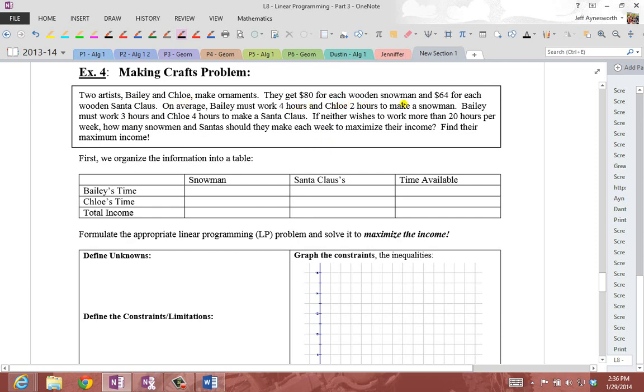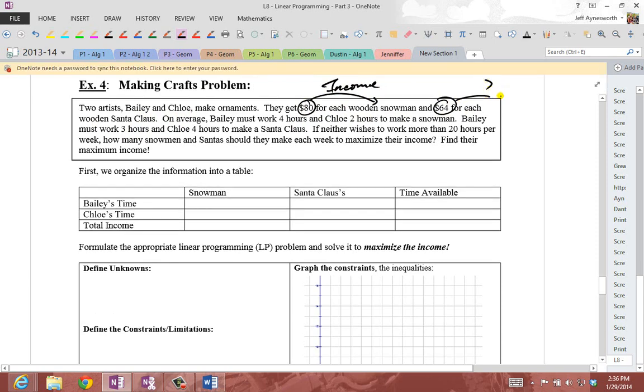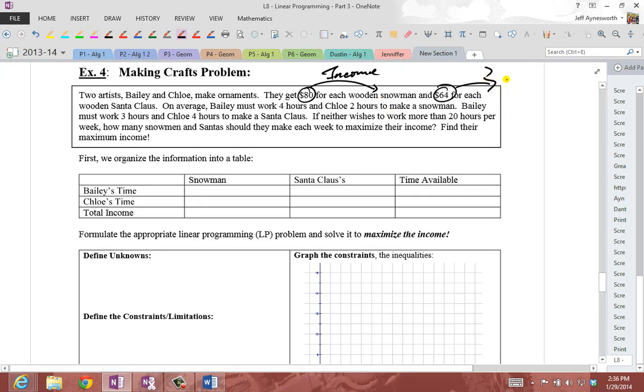They get $80 for each wooden snowman. All right, that's an income right there. Income meaning how much money they make, and it says $64 for each Santa Claus, so $64 for a Santa. So that goes down here in the income section here. We can write down what they make. So $80 for a snowman, $64 for a Santa Claus.